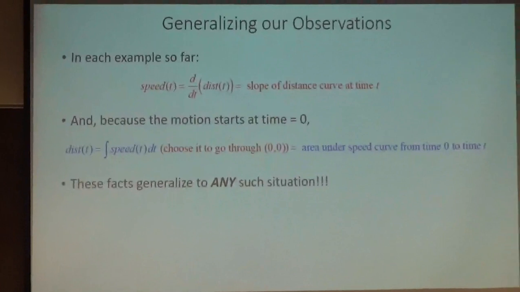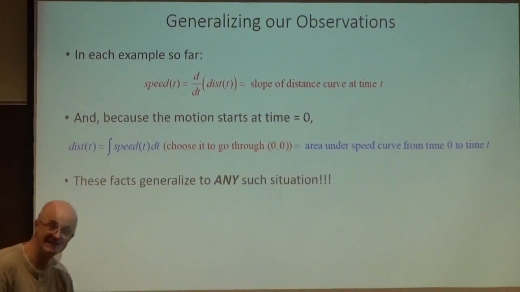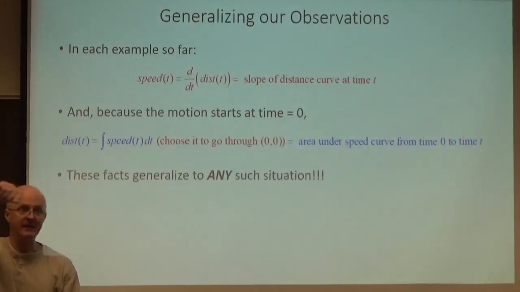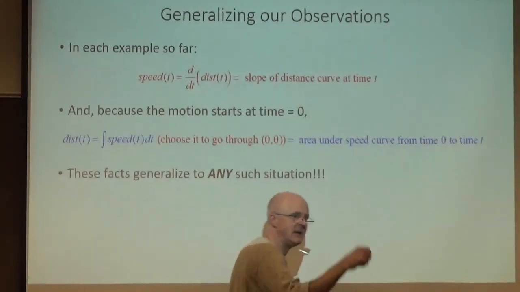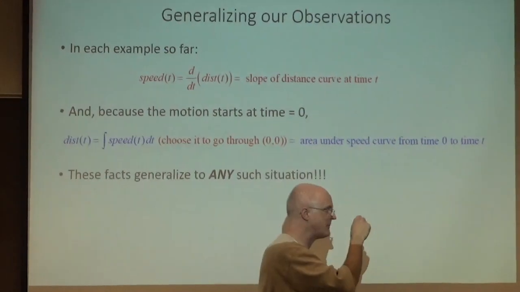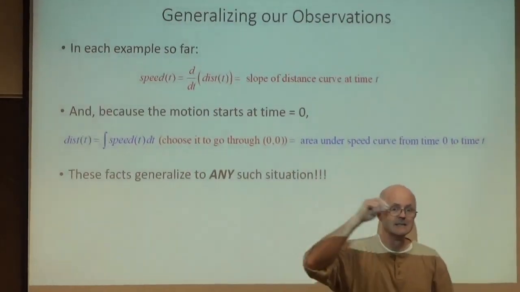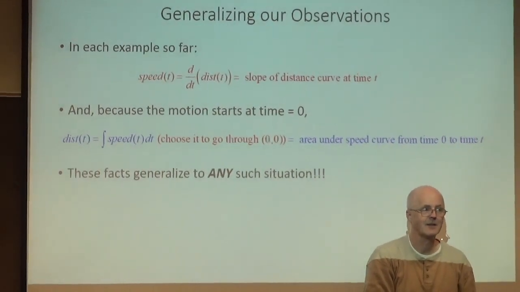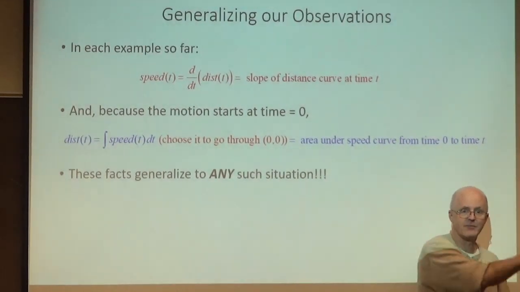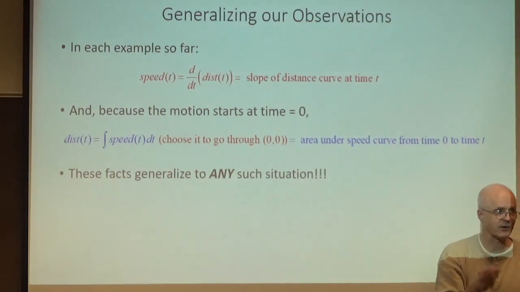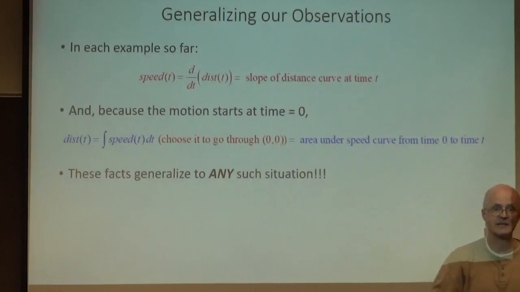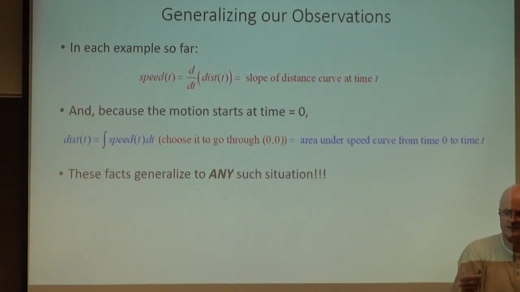These facts generalize to any such situation, no matter what. The bug could be flying through the air in three-dimensional space, speeding up and slowing down, stopping to look at a picture of the Mona Lisa, going around in corkscrews. Its distance traveled function will have a derivative that's its speed. That's not surprising. And conversely, its speed function will have an integral that's its distance traveled. I guess that's not so surprising.